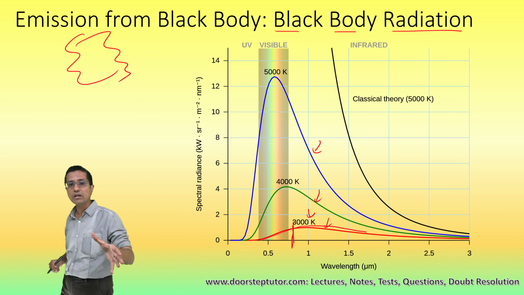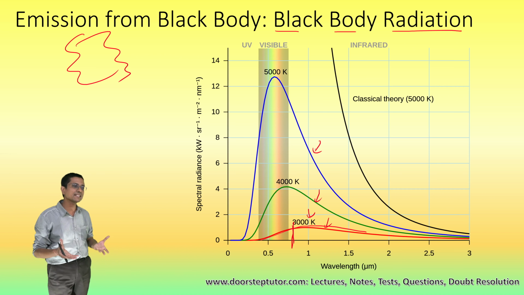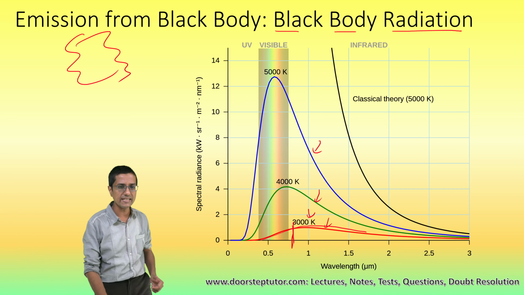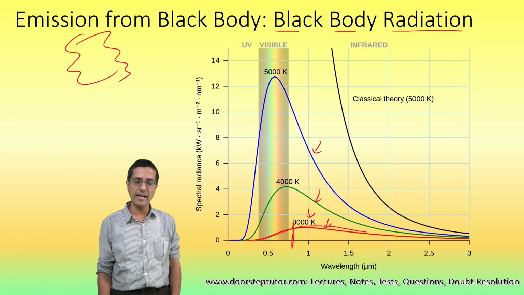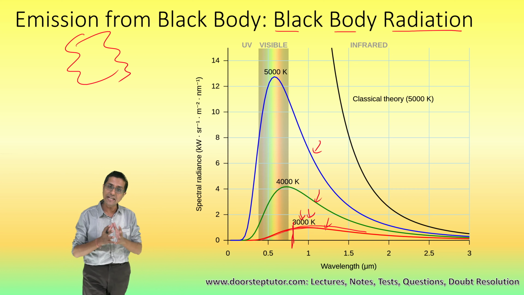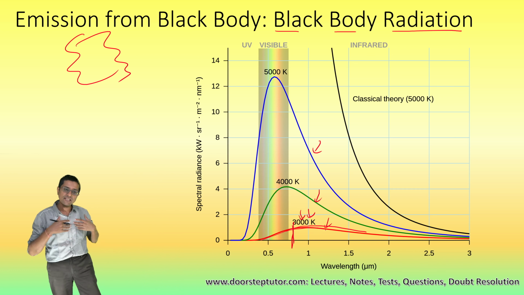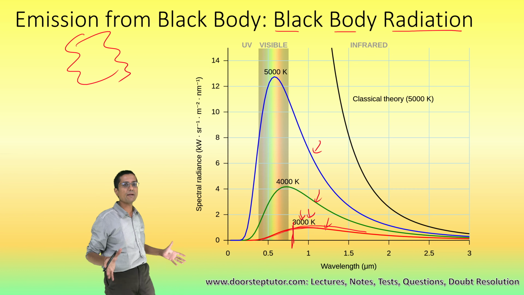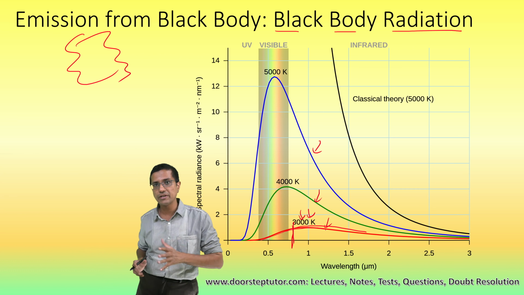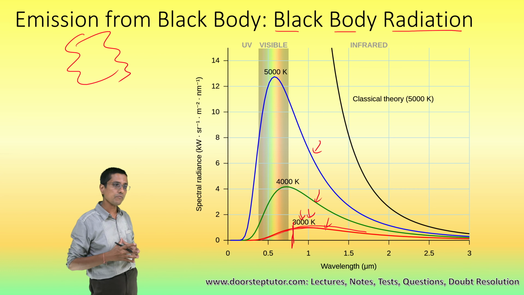This particular law is known as Planck's law. So what is Planck's law? Planck's law says that at a particular temperature, the radiation profile of the black body follows a distinct curve, and that remains the same for all black bodies at that temperature. So that is the radiation law.